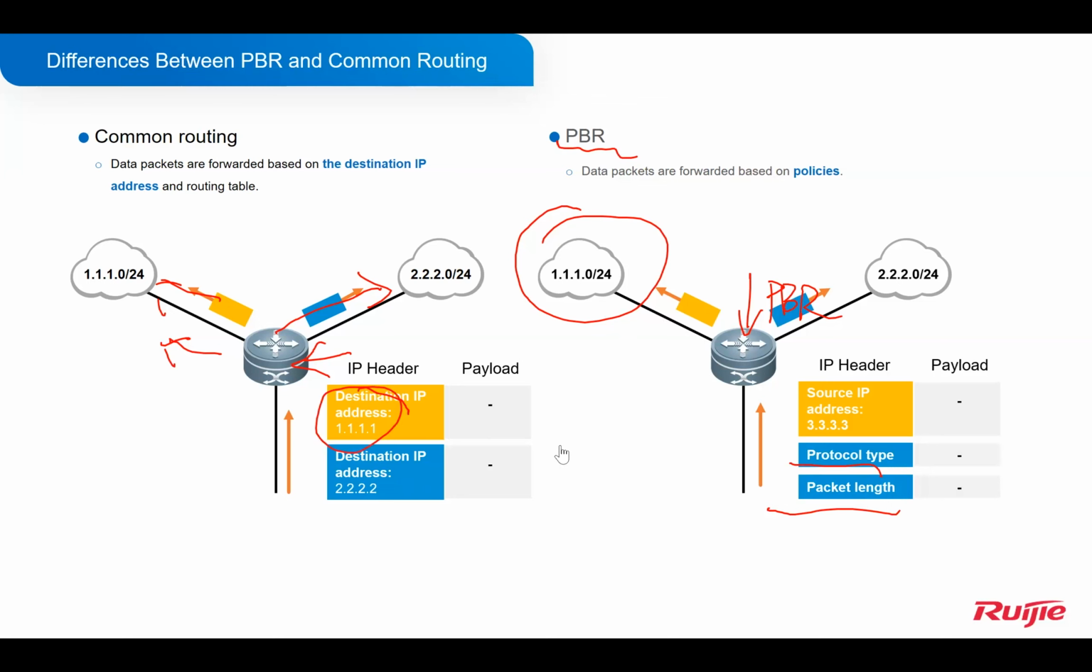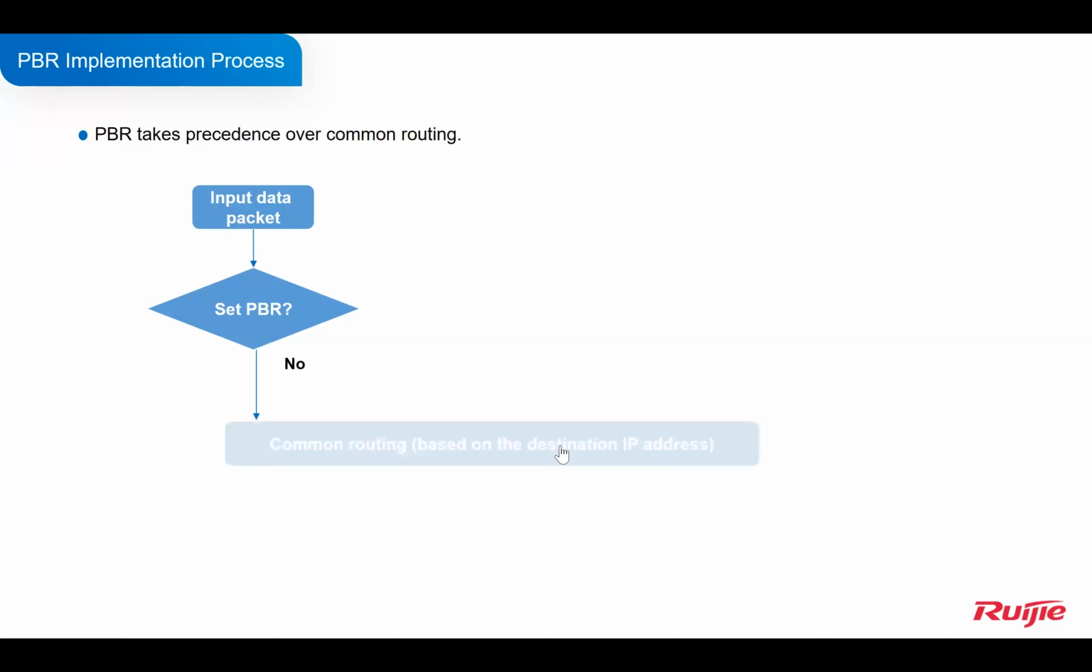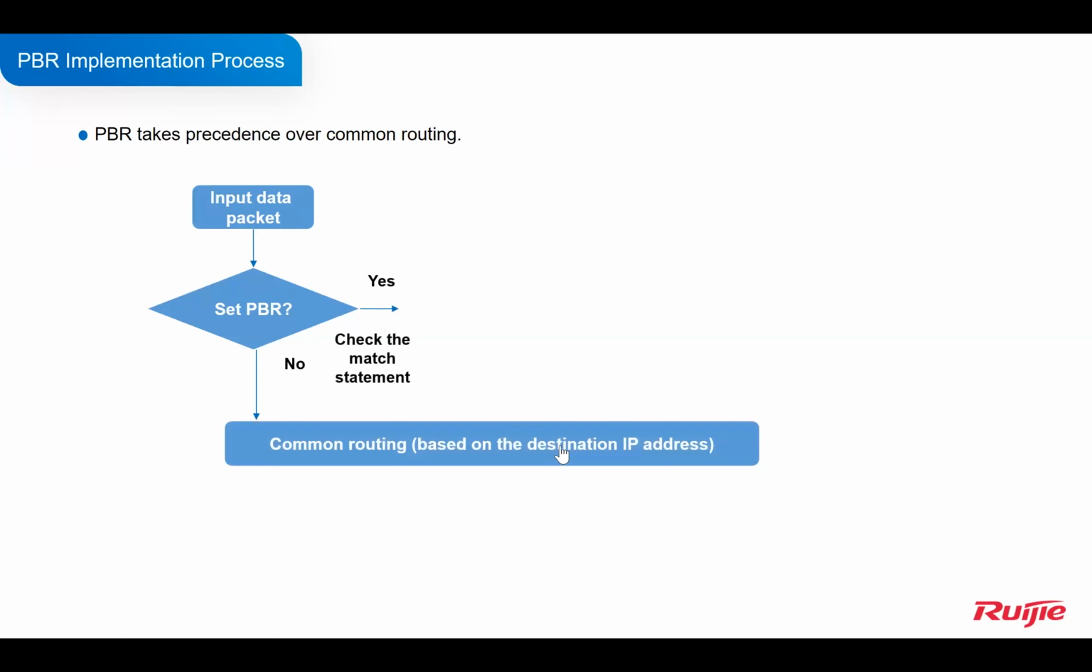We can include many tabs and many parameters to transfer our packet to the network. This is the PBR. For the PBR, we enable the PBR. We can see the priority of the PBR is higher than the common routing table. For the packet input, first we will check if you set the PBR. If you set it, we will check the match statement. And if the statement is matched, we will switch to the next step.